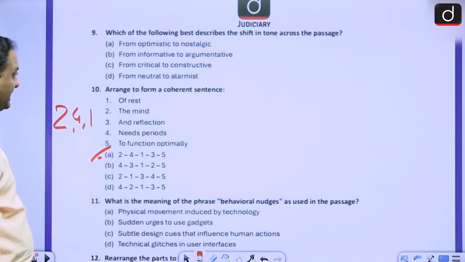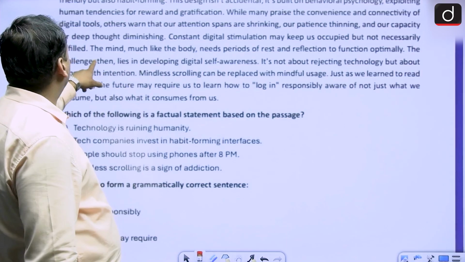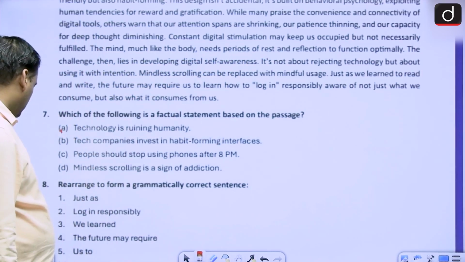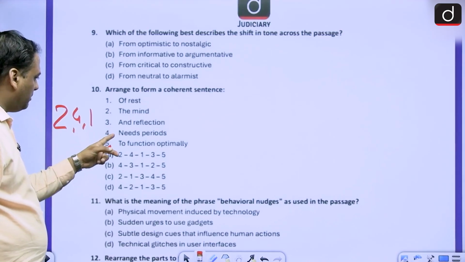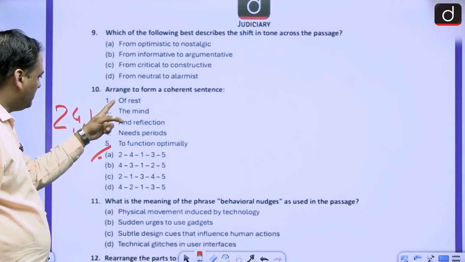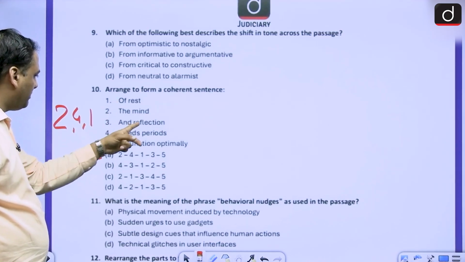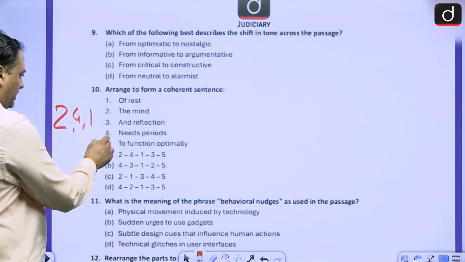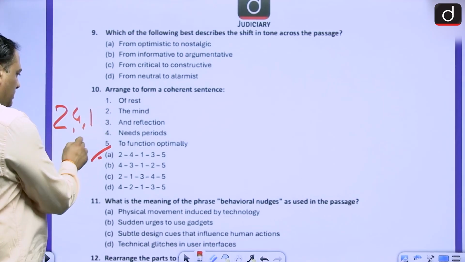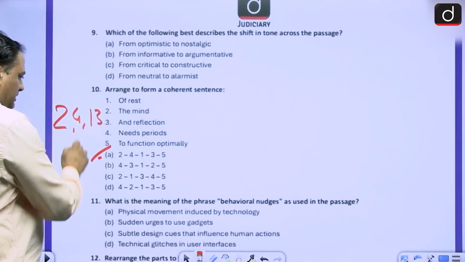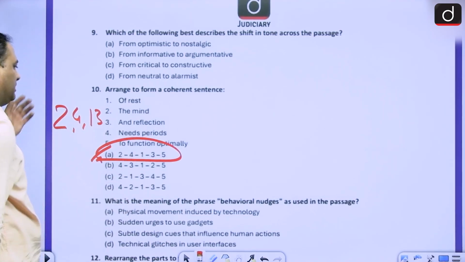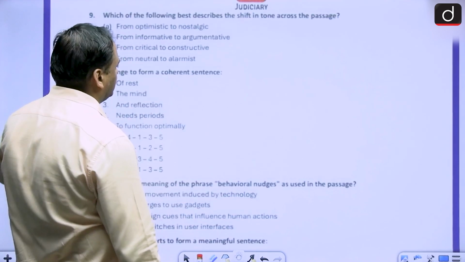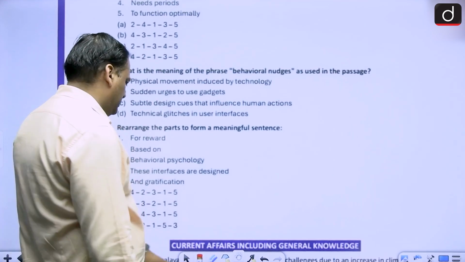Now, we have to tally it. The mind, much like the body, needs periods of rest and reflection. So, periods of rest and reflection. Fourth, need periods of rest. Fourth one, first one, and reflection, third one. So, it is the right answer. A for apple. All parts are given in the passage in a sentence, so you can get it easily. There is no problem.